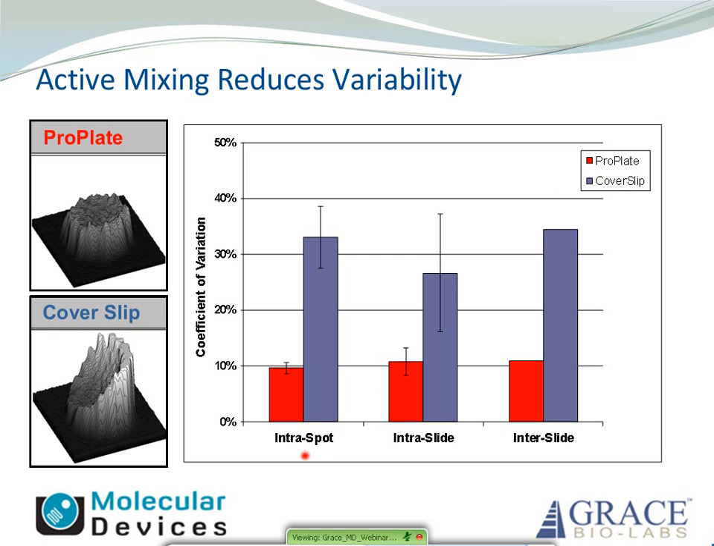The coefficients of variation are plotted here and are compared for pixel data within spots, across spots on the same array, and across spots on multiple arrays. Variation was significantly lower for samples obtained with active mixing, giving more uniform spots within and across different arrays.